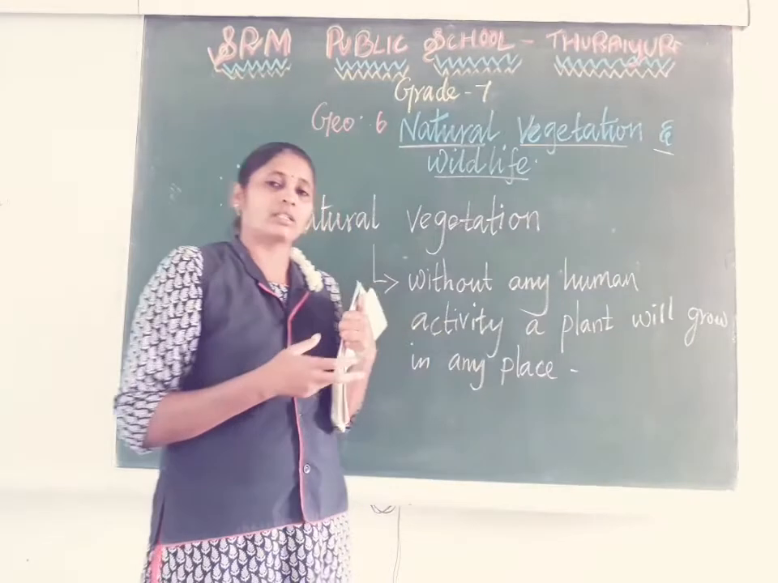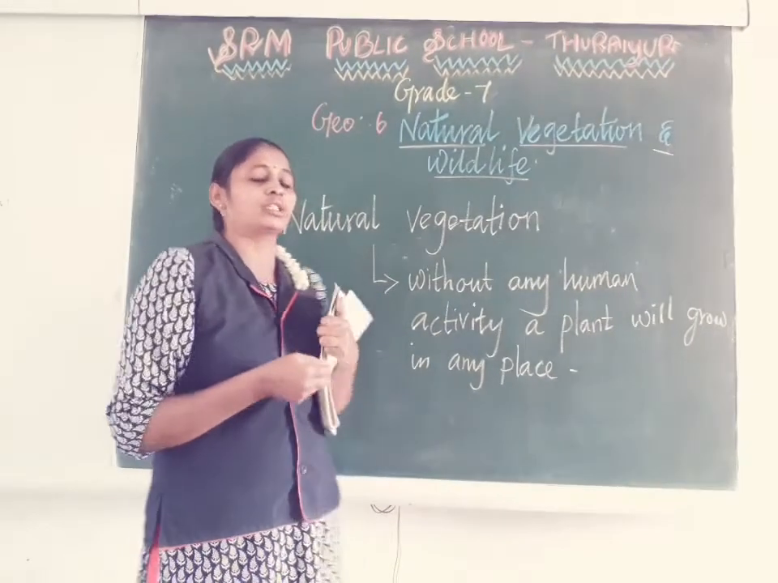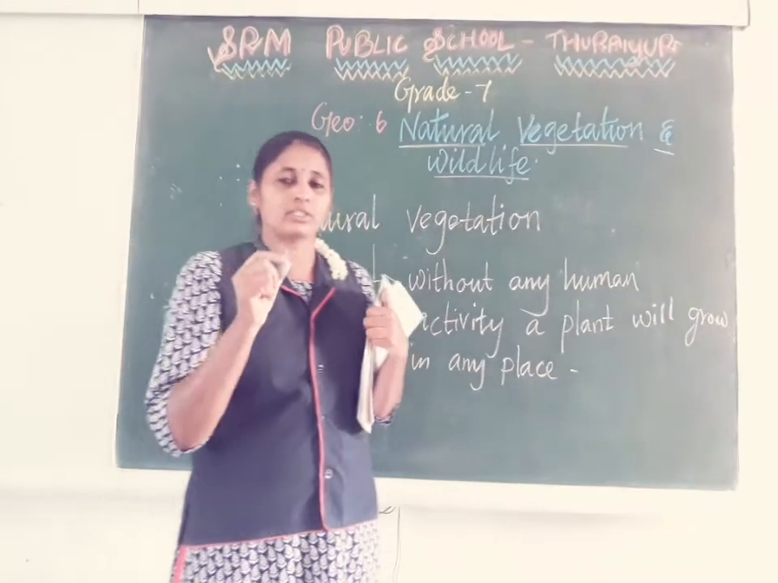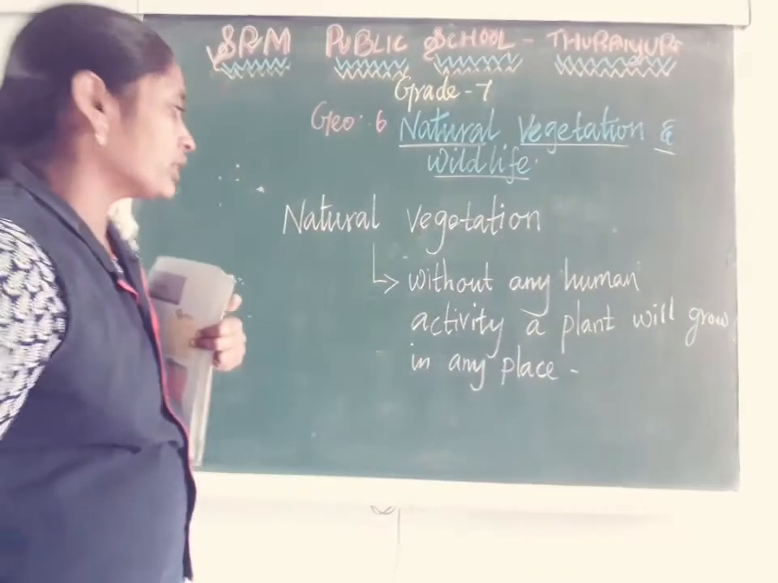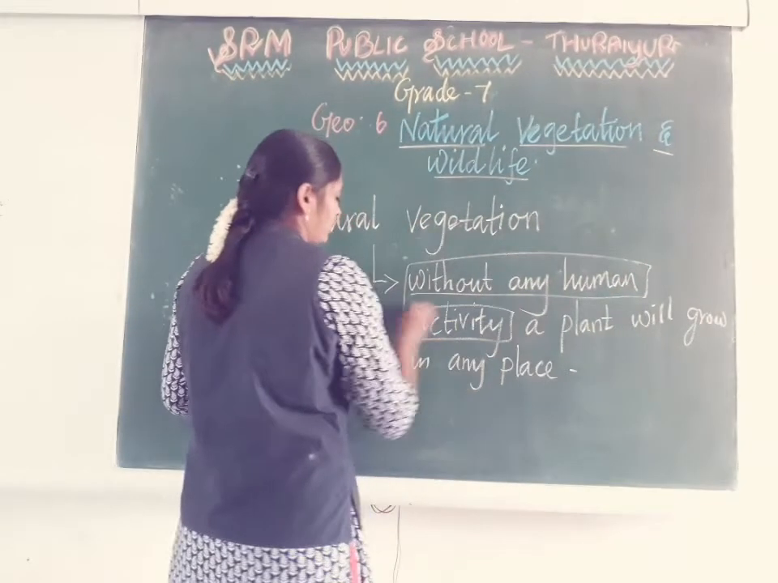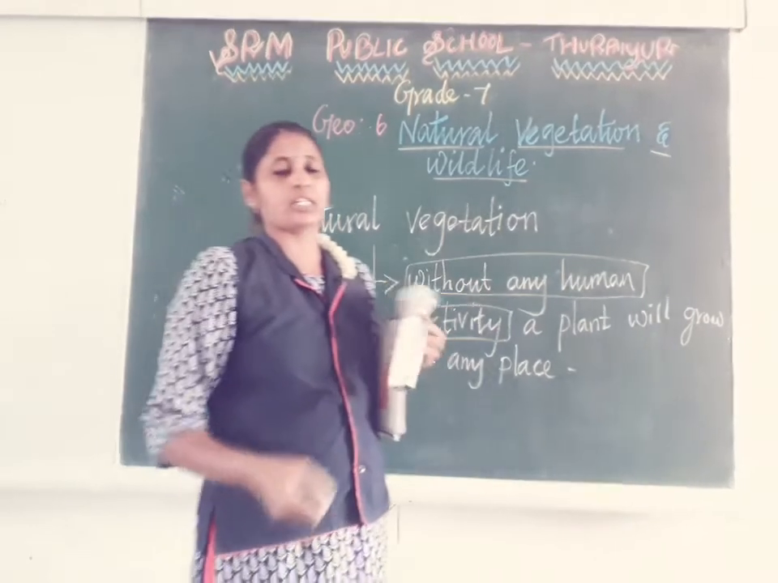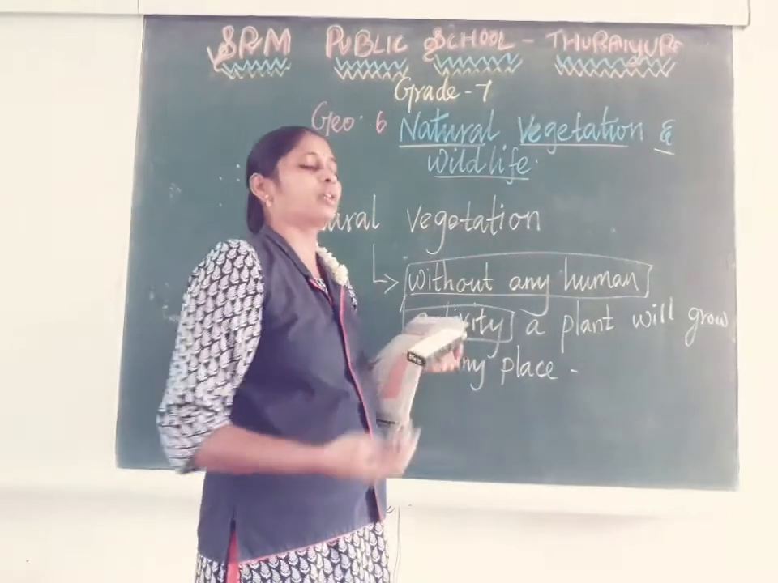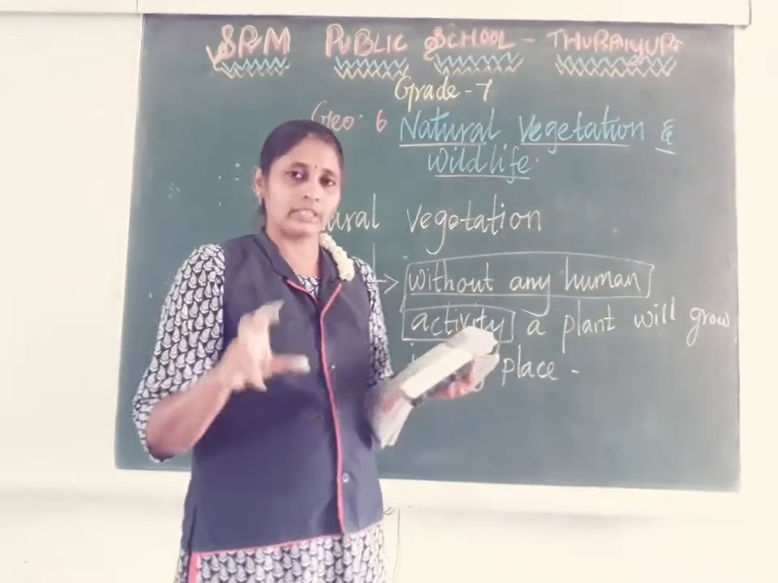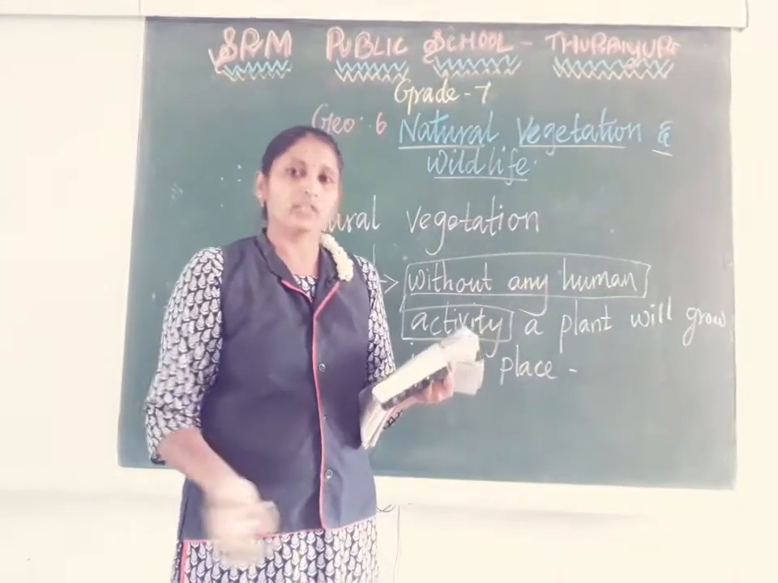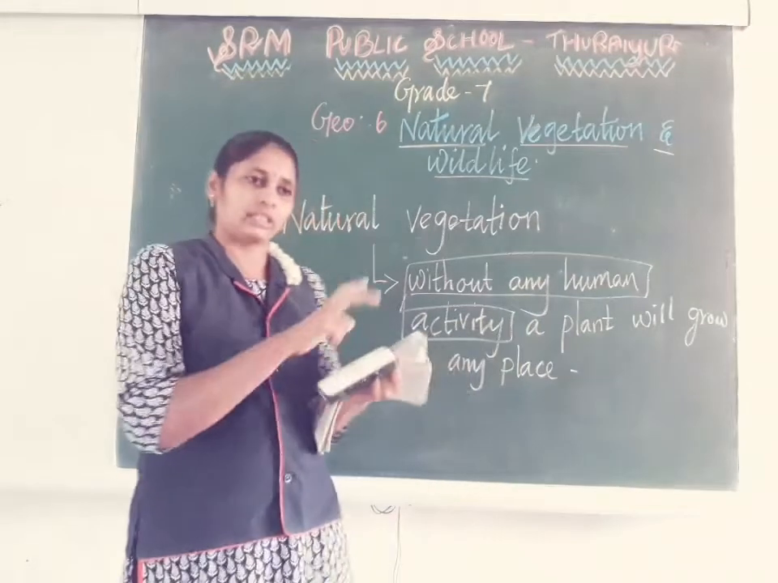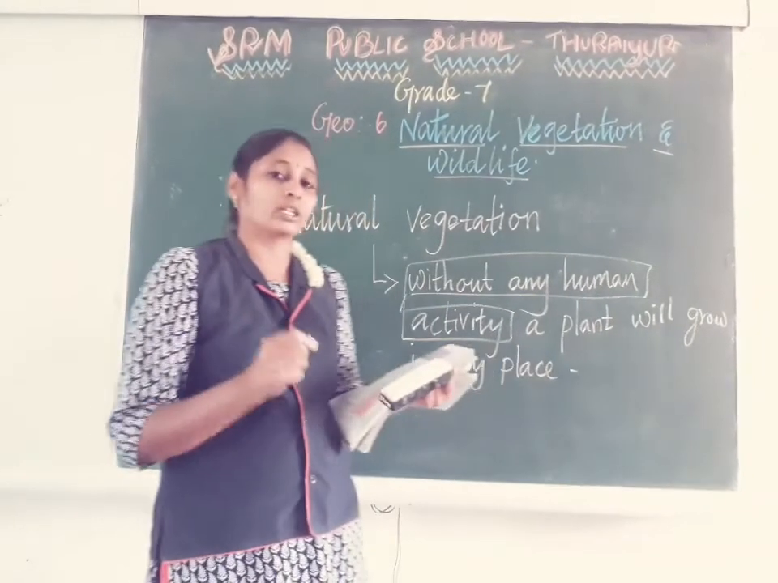In which place can we see natural vegetation in a mass? That is called a forest area. So you should know the meaning: without any human activities, we do not involve ourselves in pouring water, planting, or pouring fertilizers. When these activities do not happen in that place, by nature a plant or a tree will grow and spread its leaves and branches throughout that area. It is called natural vegetation.